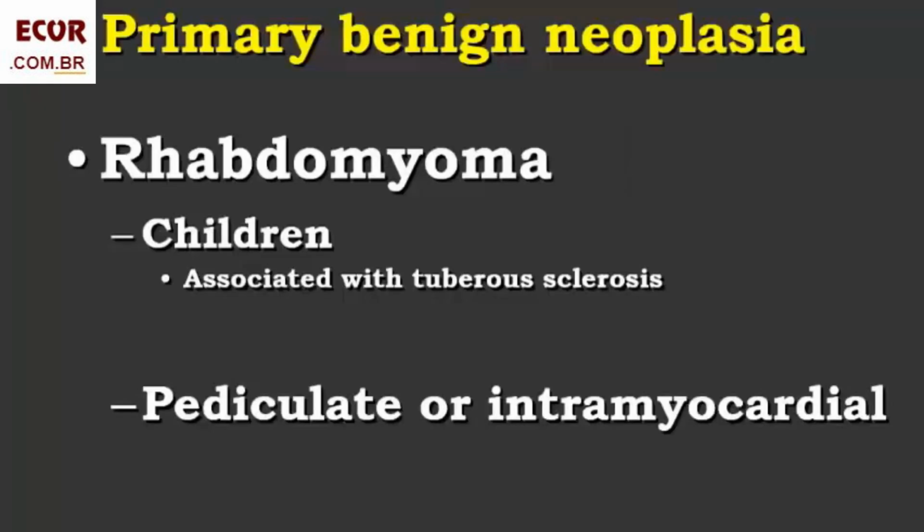Another benign tumor is the rhabdomyoma. They are easily diagnosed. They are very frequent in children with tuberous sclerosis. Because of this association, these children are sent to the echocardiographer by the pediatrician to see if there is any tumor. And if any mass is found, we can almost assure it's a rhabdomyoma. It may be pediculated or intramyocardial, single or multiple. It's very echogenic. The diagnosis of this kind of tumor is easy because of the association with tuberous sclerosis.